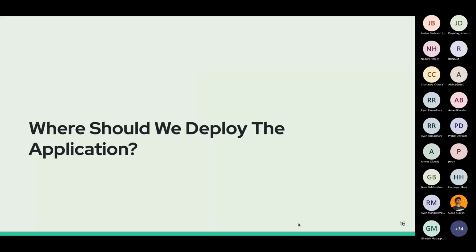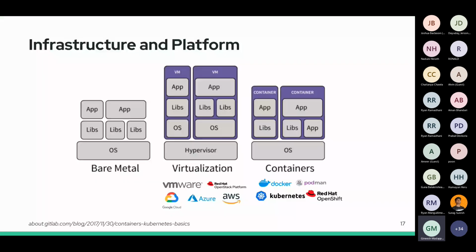Now, where should I deploy the application, because it's already built and ready to use, right? So earlier we used bare metal servers. Bare metal servers, like just one server, one machine. Then you deploy an operating system like Linux or Windows or something. Then you have your libraries, application, and so on.